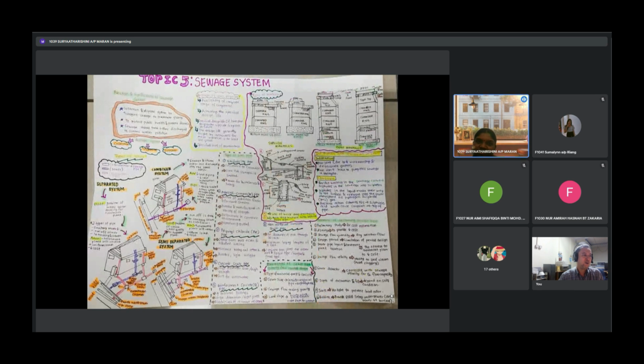The third one is topic 5, sewage system. The functions and significance of sewerage system. They have collection, treatment, and disposal. Two types of sewer pipe: combined system, separate system, semi-separate system. The third one is selection criteria of sewer materials. We have 5 criteria, and types of manholes.